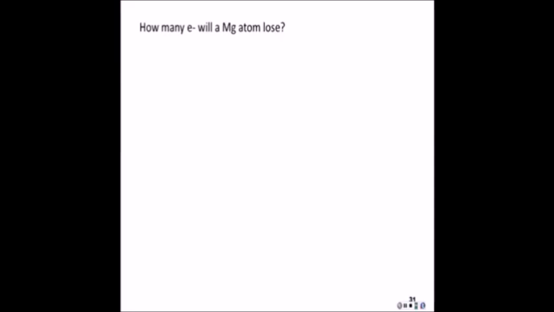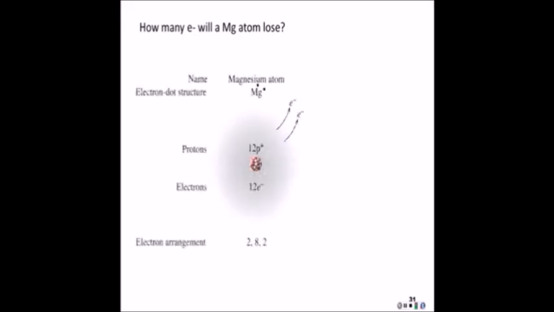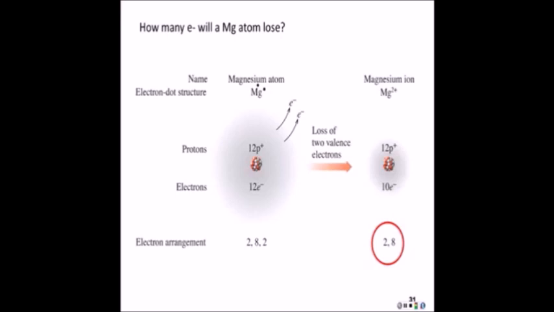Now let's try this with magnesium. If you look up magnesium on the periodic table, I want you to answer that question. How many electrons do you think magnesium will lose? Well, it turns out magnesium is going to lose 2 of them. You notice that it has 2 valence electrons, 2 dots in its electron dot structure. When it loses 2 electrons, it's going to wind up with the same electron arrangement as neon, and then again it becomes more stable.